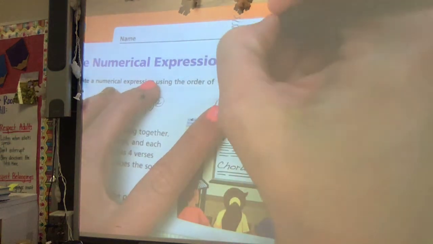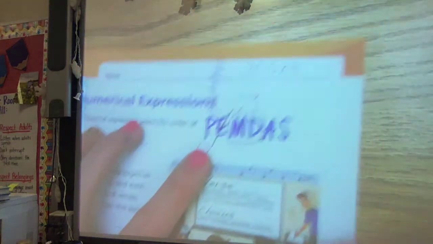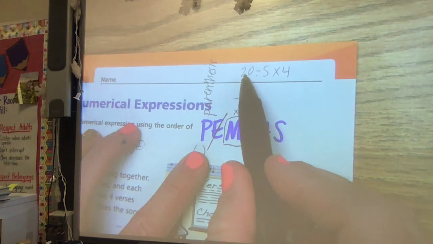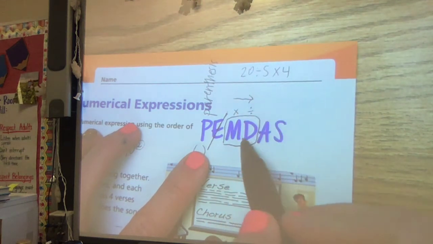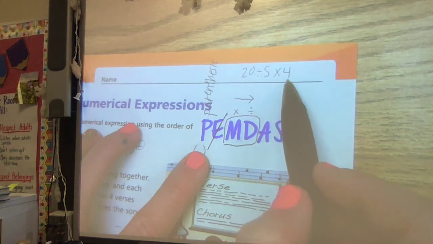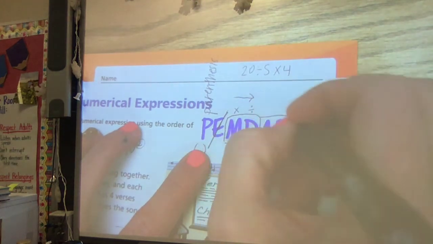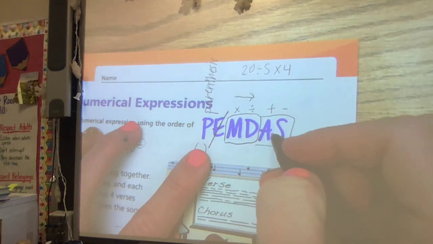So if we solve the problem 20 divided by 5 times 4, because we do these together, we would say 20 divided by 5 and then multiply that by 4. So don't feel like because the M is first, we have to do it first. We do those from left to right. Same thing with adding and subtracting. Circle those. Add, subtract. We do those from left to right.